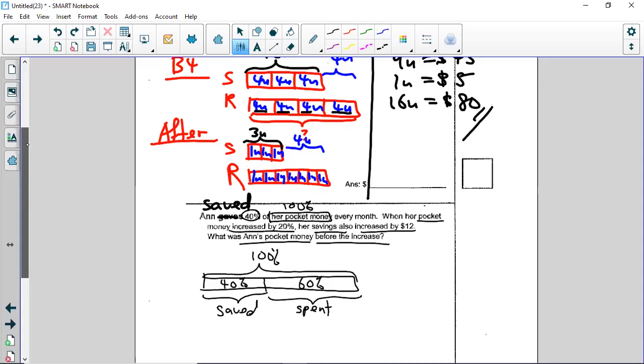So this is your percentage model. What is a percentage model? A percentage model means you have a model, but there are percentages inside. You put percentages inside your model.